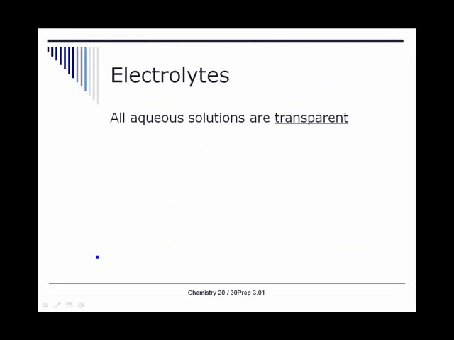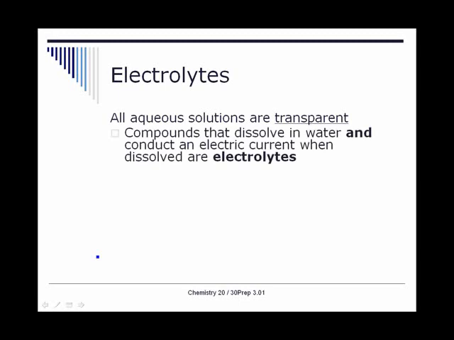Another quality that some solutions have is the ability to conduct electricity. All aqueous solutions are transparent. You can see through them. They're not murky. So, for example, something like milk is not a solution because it's opaque. You can't see through it. Compounds that dissolve in water and conduct electricity are called electrolytes.